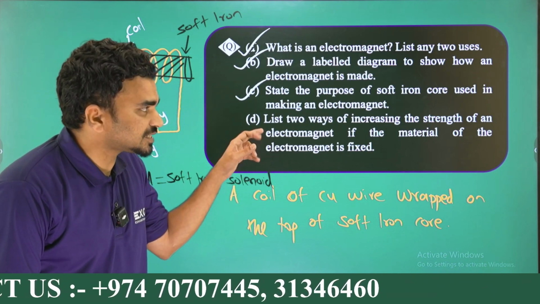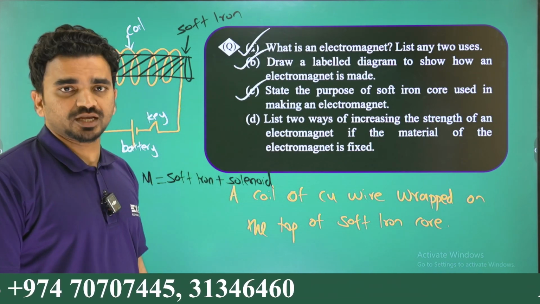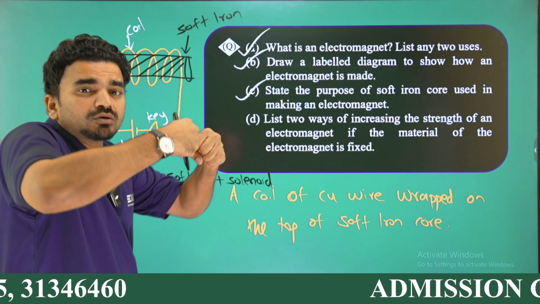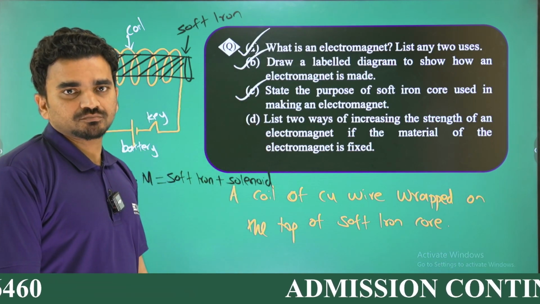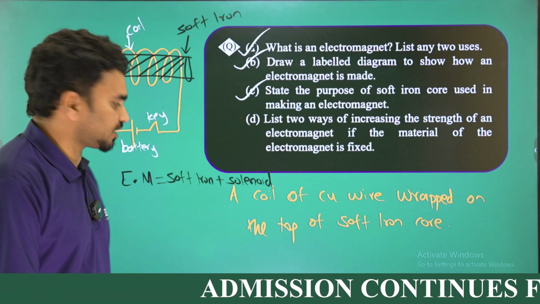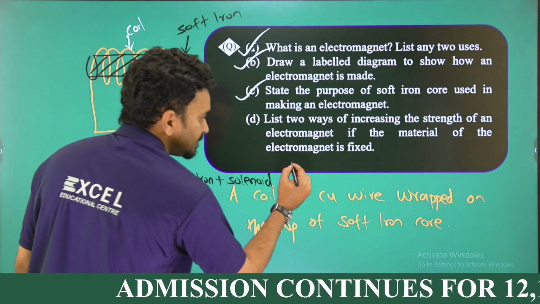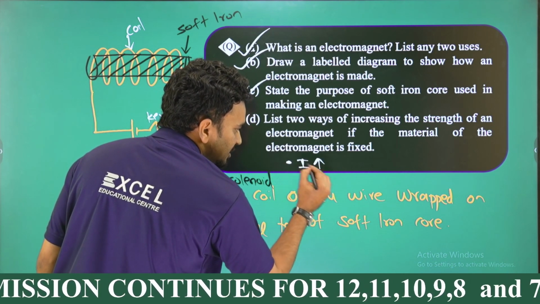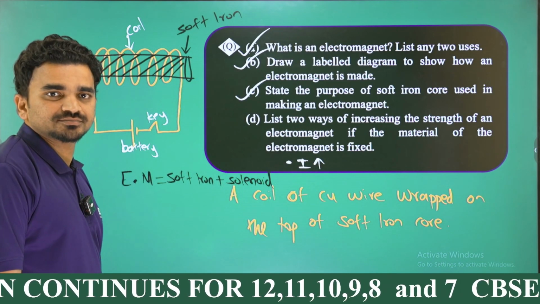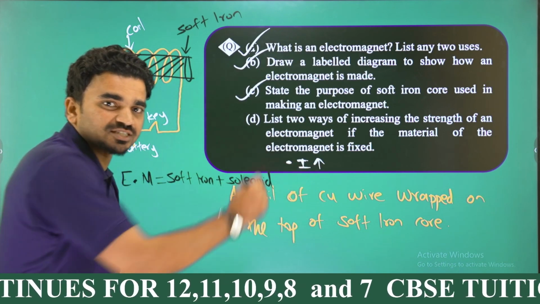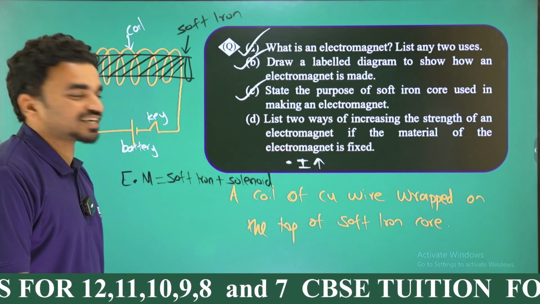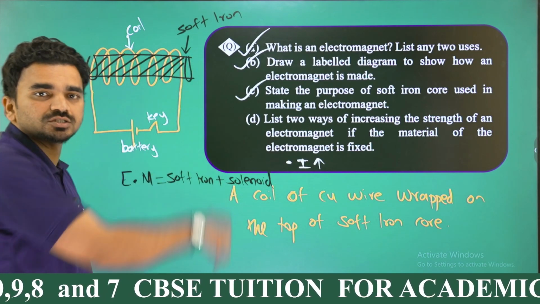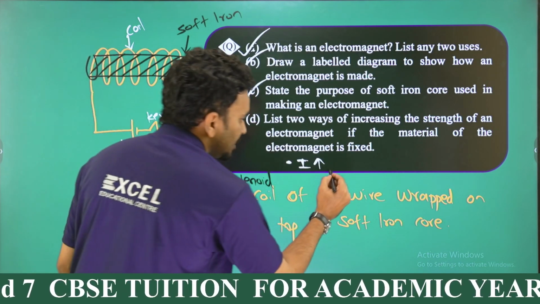List two ways of increasing the strength of an electromagnet. How can we make this electromagnet a more attractive, stronger magnet? Number one, let me write here shortly: increase the current. Don't write like this in the exam; write in words completely: electric current should be increased. When you increase the current, it becomes a strong magnet.